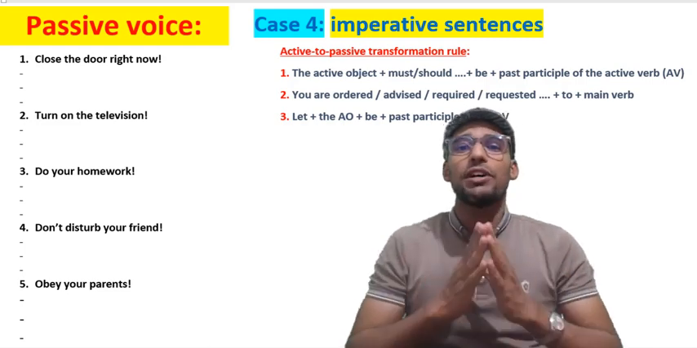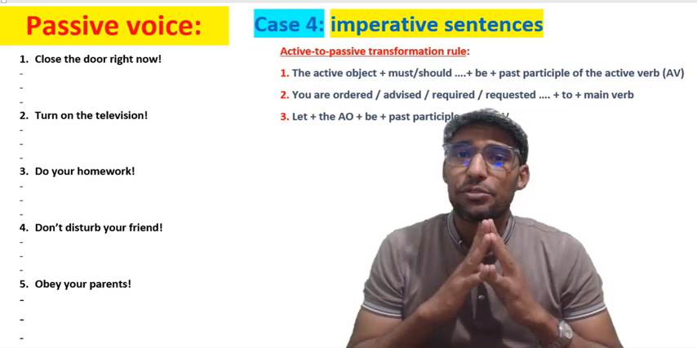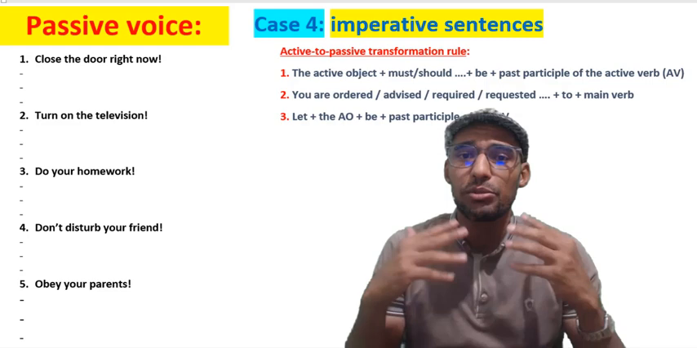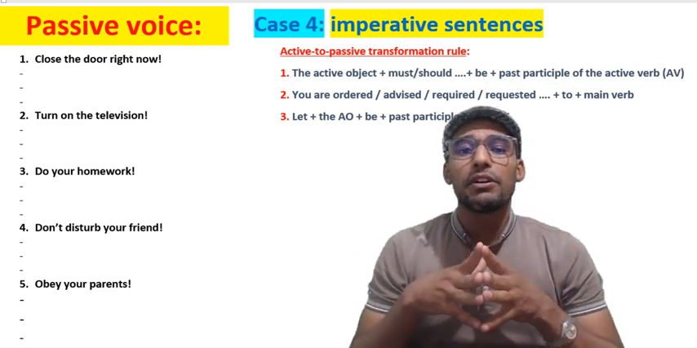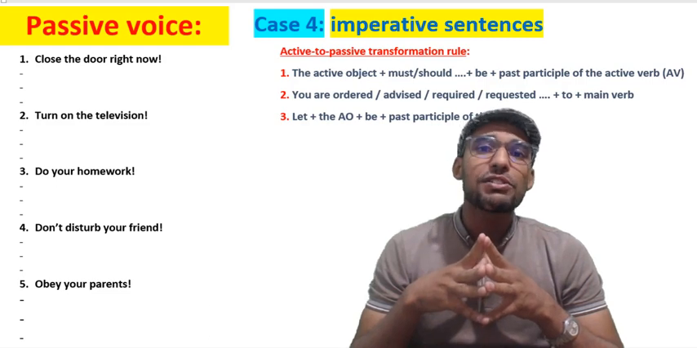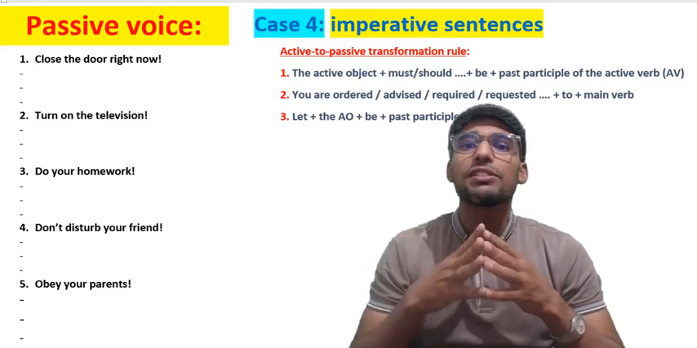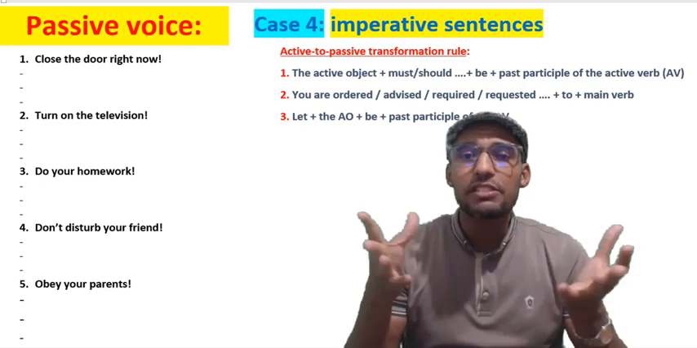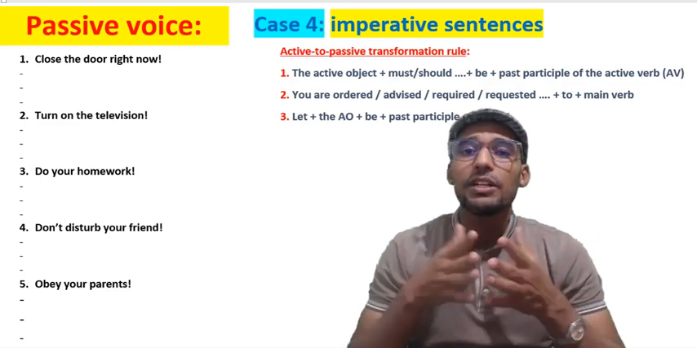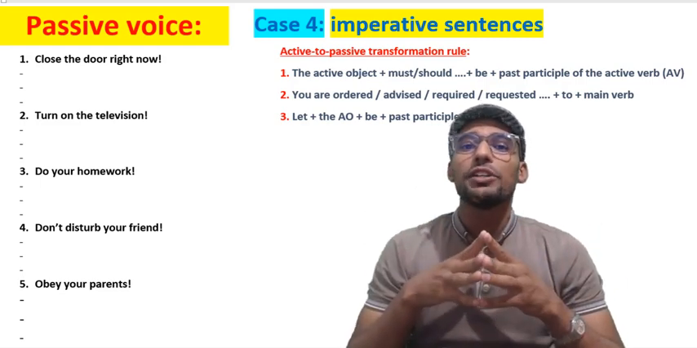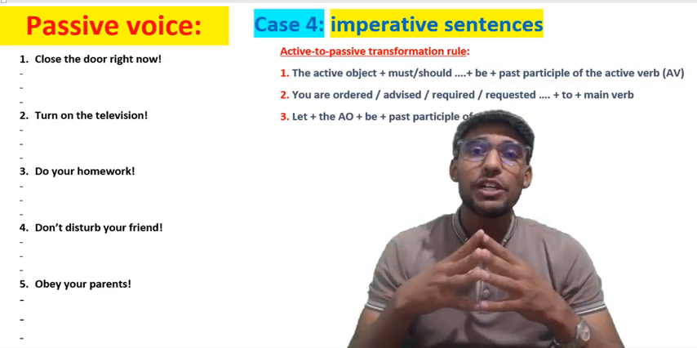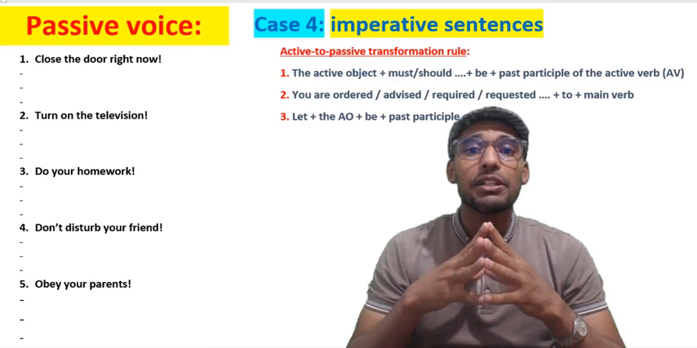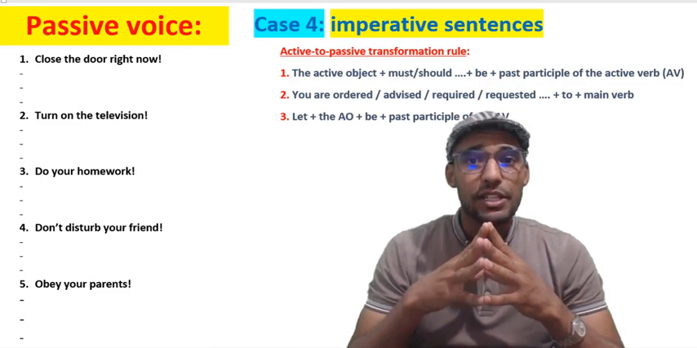Today, guys, we are at case number 4. In this case, we are going to deal with imperative sentences. Previously, we dealt with different kinds of sentences and statements, like declarative sentences, sentences that contain modal verbs, and also another case where we have verbs with two objects and so on. Today, we are dealing with imperative statements.